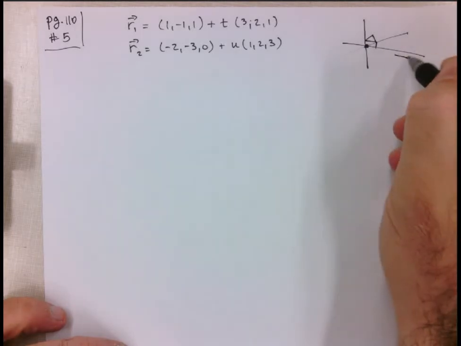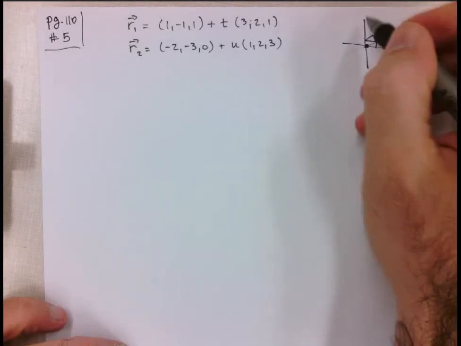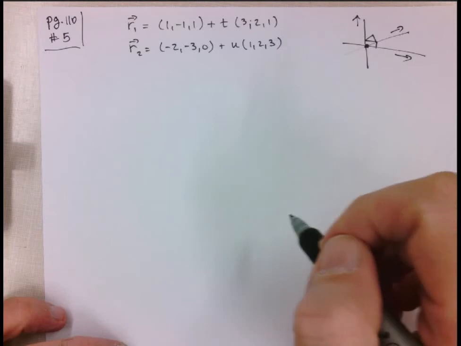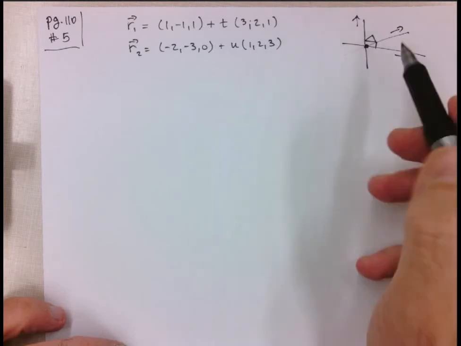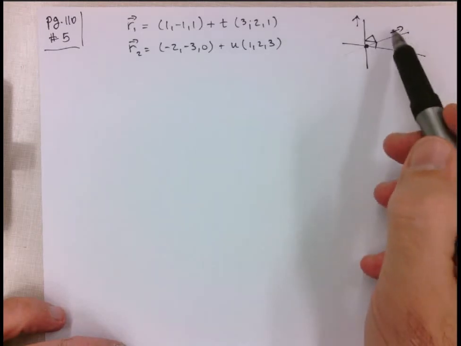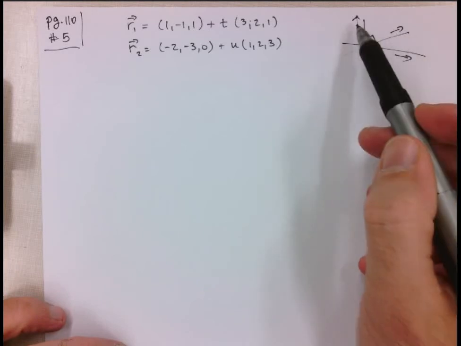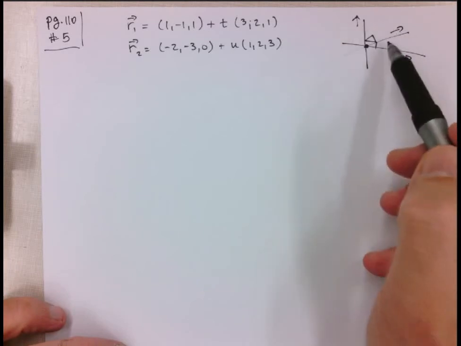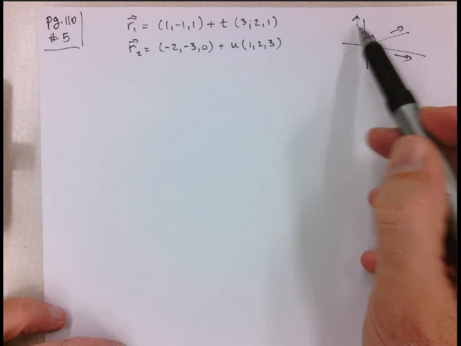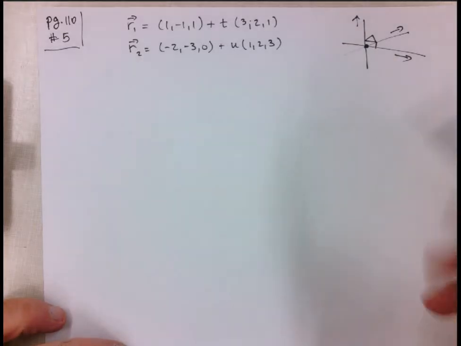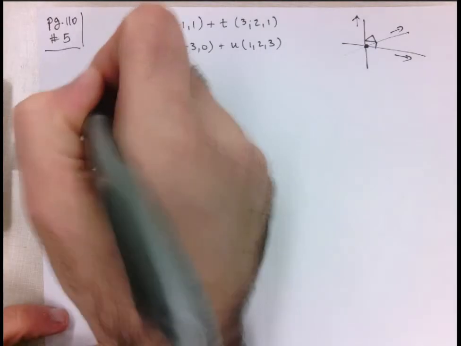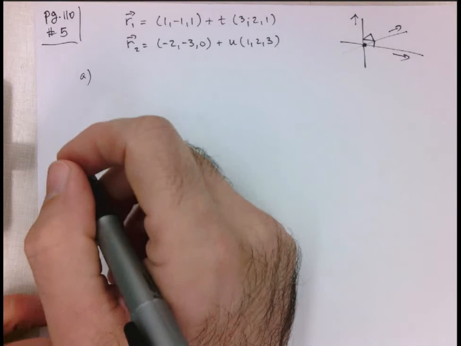Now, of course, these both have direction vectors, and this line here will need a direction vector. So I think you can probably see that if we take the cross product of these two direction vectors, we will get a vector that is perpendicular to both of the lines. Hence, it'll work as a direction vector for the line we're looking for. But let's start with part A, which is to find the point of intersection. So we'll try to do that as quickly as possible.